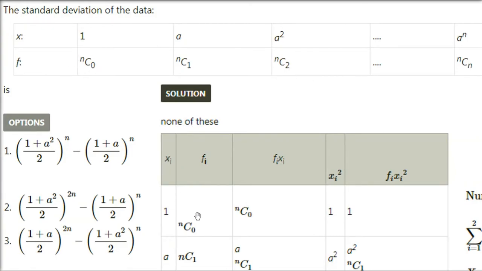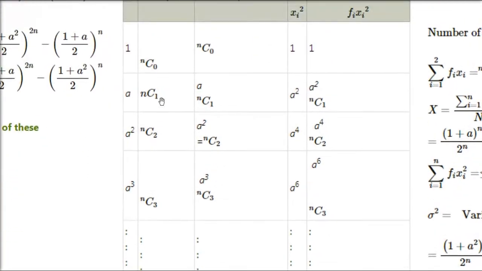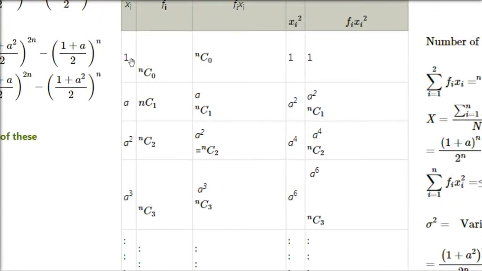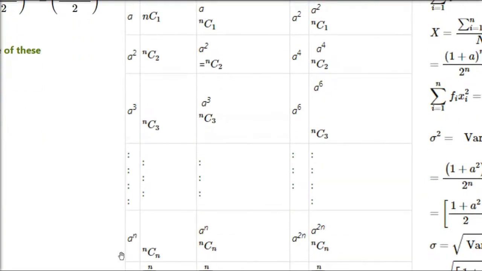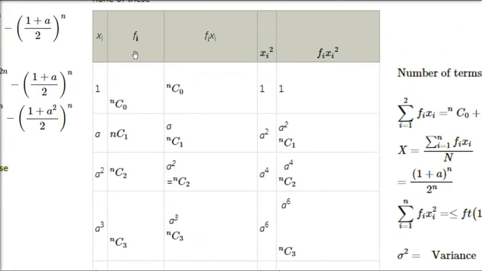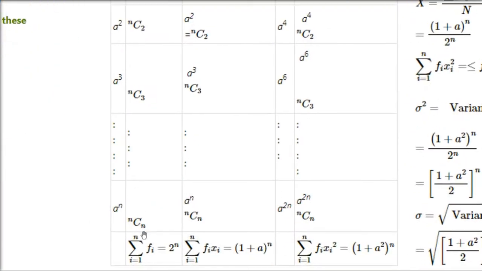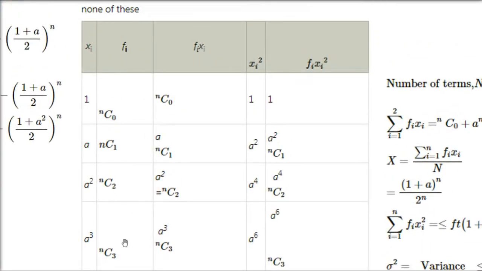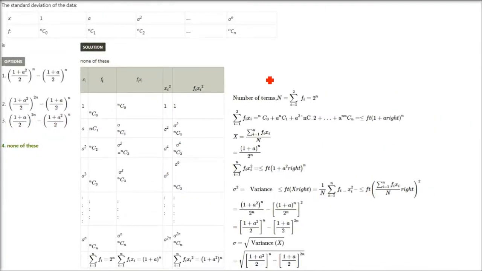So we are writing in the tabular form. X we are writing in the first column, xi. Fi we are writing in the second column. See, this is a to the power 1 till a to the power n, xi. What about the frequencies? It's nC0, nC1 till nCn. So the sum of sigma f, we always need this sigma f because it is capital N. Whenever we do sigma f, that is the second column, nC0 plus nC1 till nCn, you know that it is 2 to the power n.